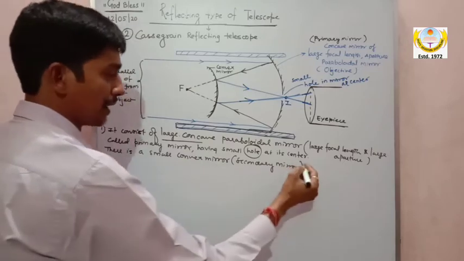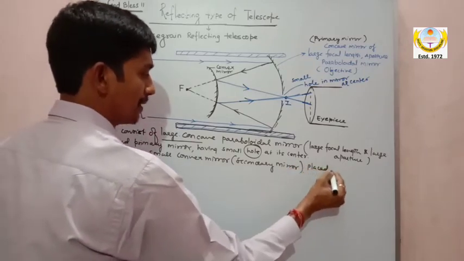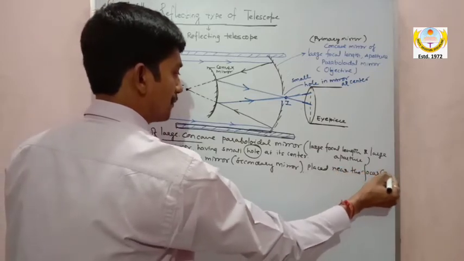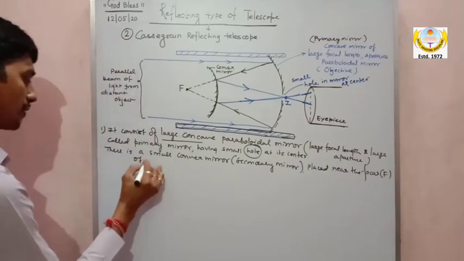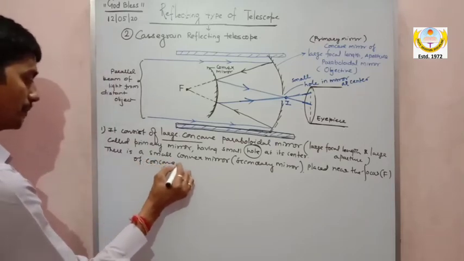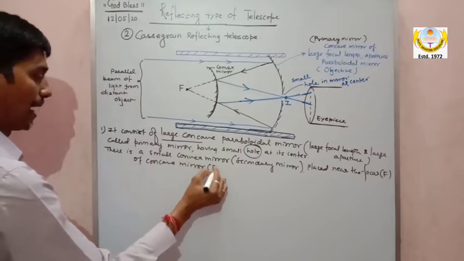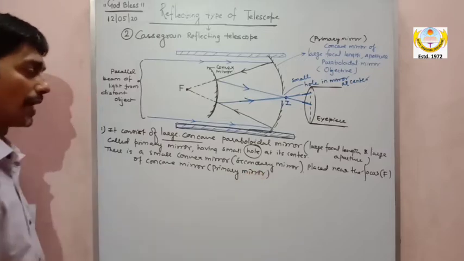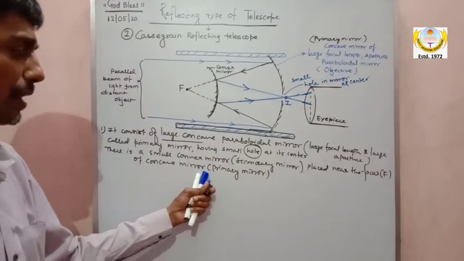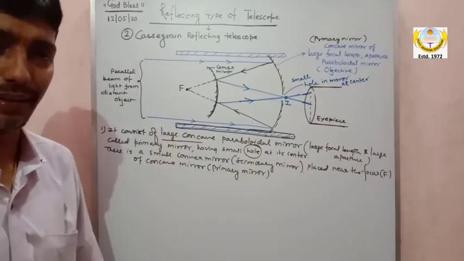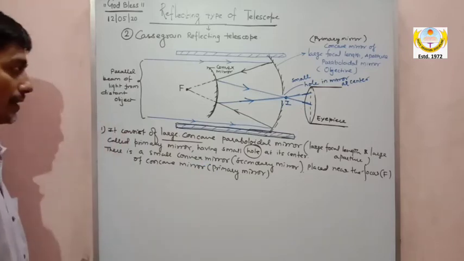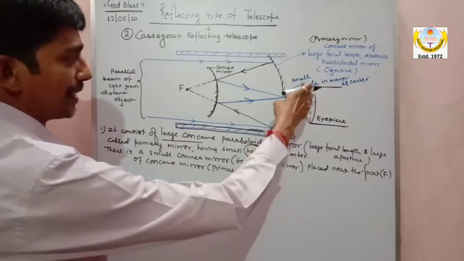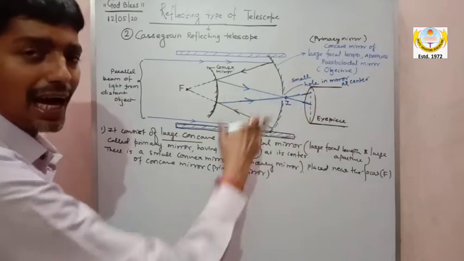So this is a small convex mirror placed near the focus F of the concave mirror, that is the primary mirror. So I can say it is placed near the focus of the concave mirror or near the focus of the primary mirror, my dear. No problem. And this is all about this. Apart from this, you can see there is an eyepiece, my dear.